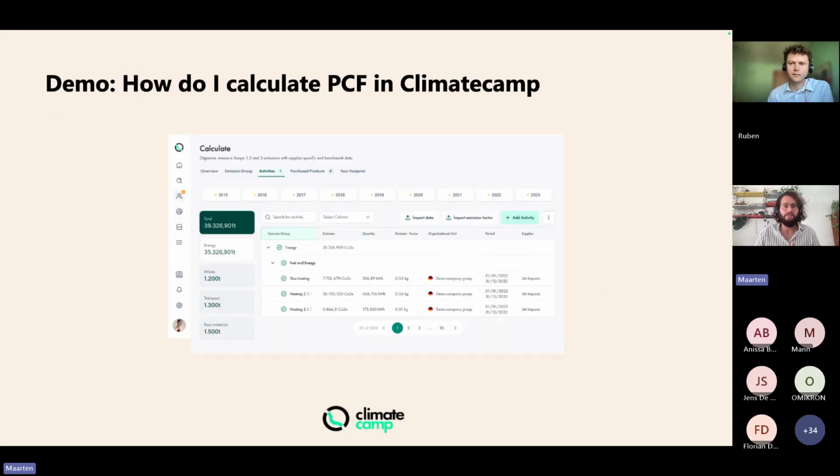And then we'll move into a short demo of how we calculate PCF in ClimateCamp. And then I will give the mic over to my colleague Ruben, who will take you through.